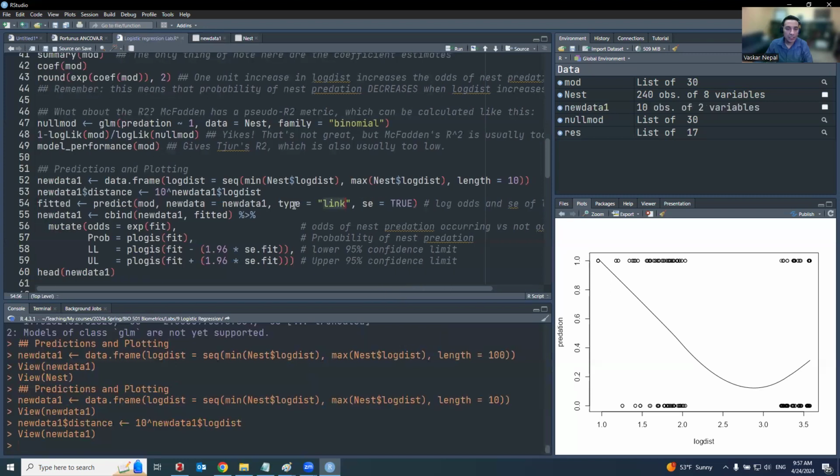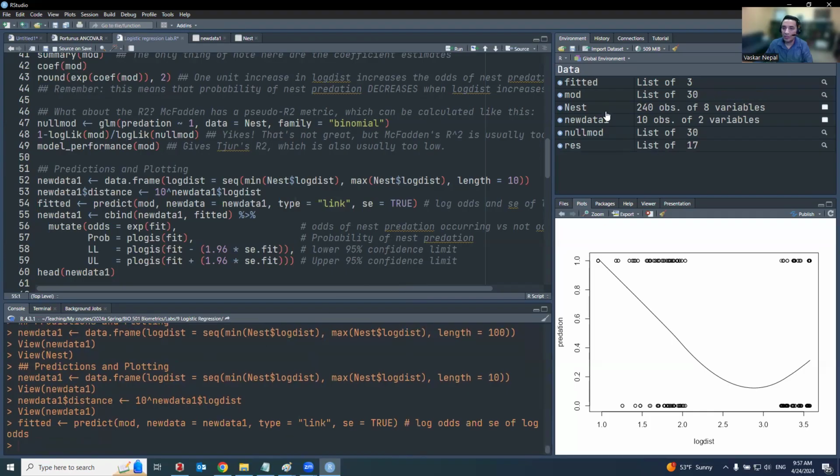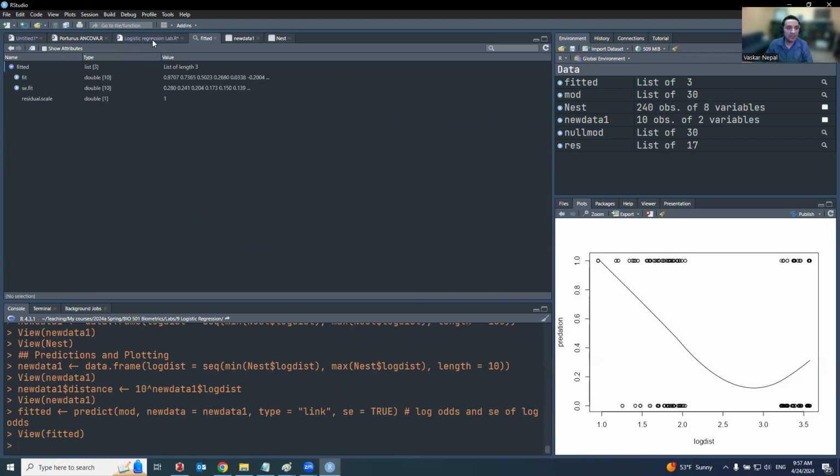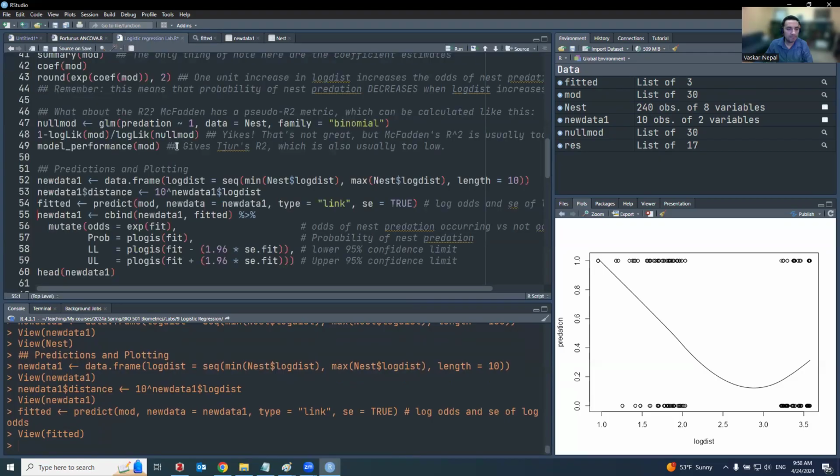All right. So when we do that, it should create a new object called fitted. If we look at fitted, let's do.